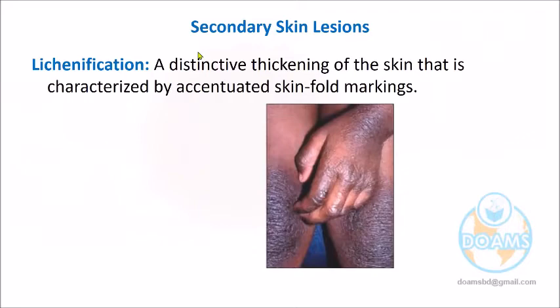Another secondary skin lesion is lichenification. After itching and itching, now you can see how it could be lichenification. Suppose you are looking at different skin creases. Usually you cannot see the skin creases with your naked eye. But after extensive itching for a long time, the skin creases also become visible and hyperpigmented. This is called lichenification. So accentuated skin folds are there.